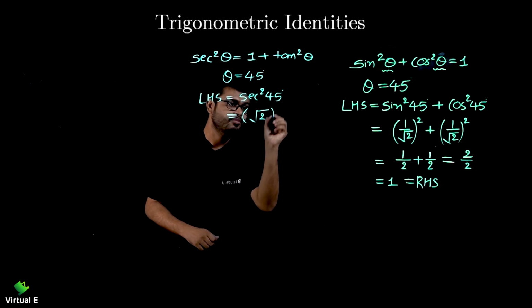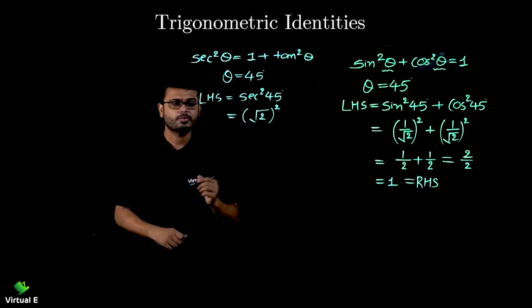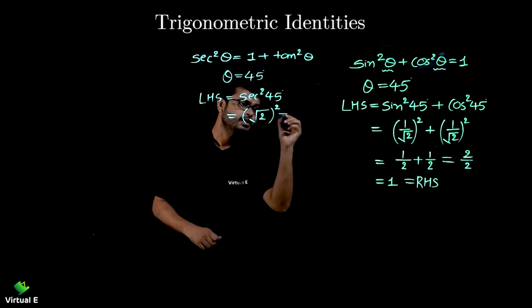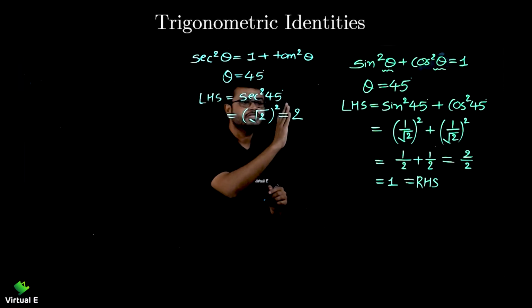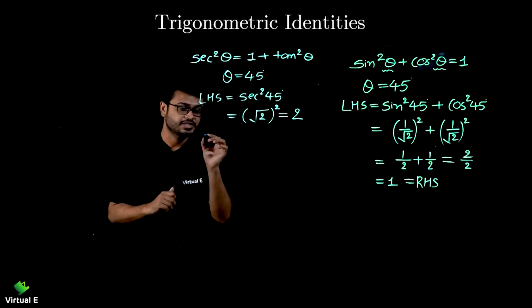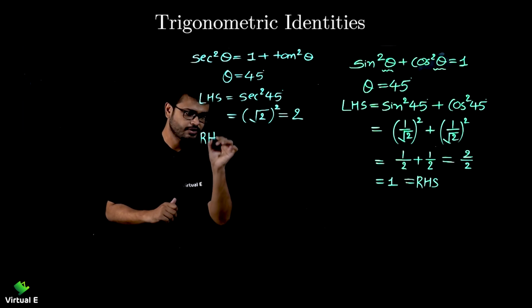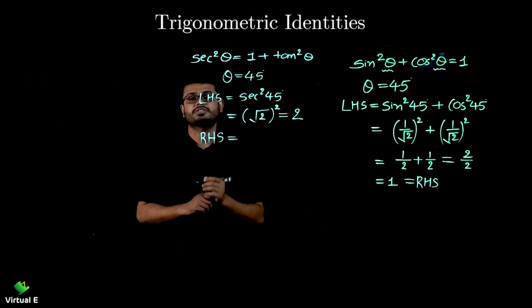Root 2. You can take help of the table and you need to do the square. So here it will be 2. Done? Now the value of LHS is 2. Let's verify for the RHS. Let's find what value we are going to get for the RHS.